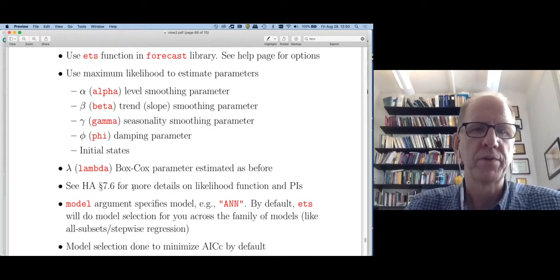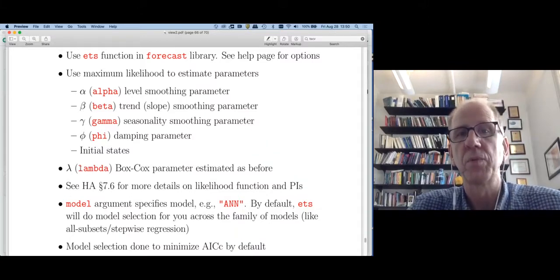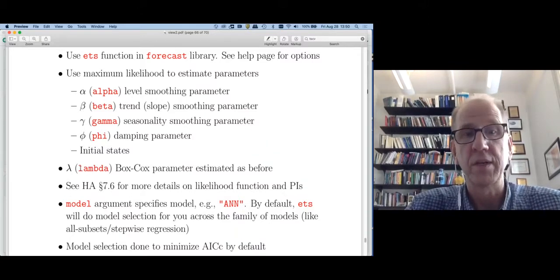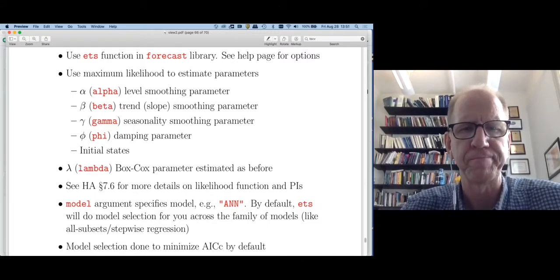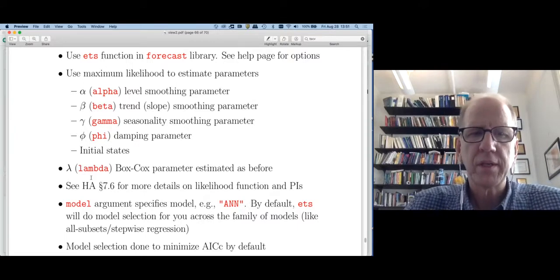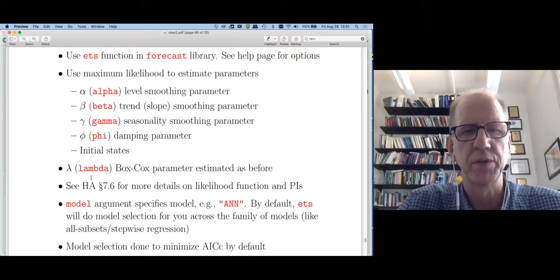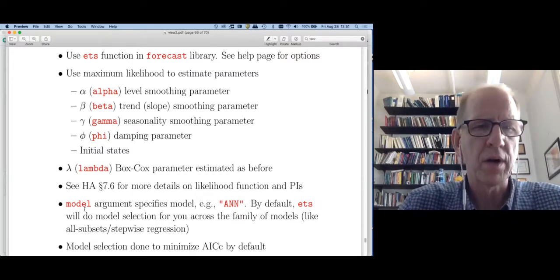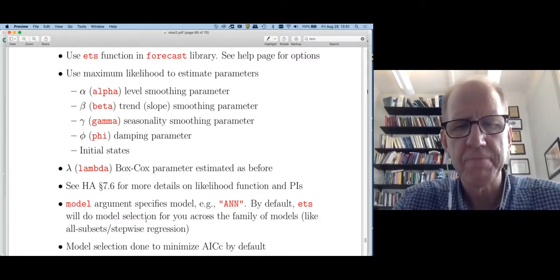As with all of our other forecasting functions, we can ask it to find the Box-Cox parameter with the lambda. So if we say lambda equals auto, it will go find it for us, or we can specify, for example, 0 for a log model. See the textbook for much more detail about exactly what the likelihood function is and how we get the prediction intervals. Another argument that we're going to want to use is the model argument from time to time.